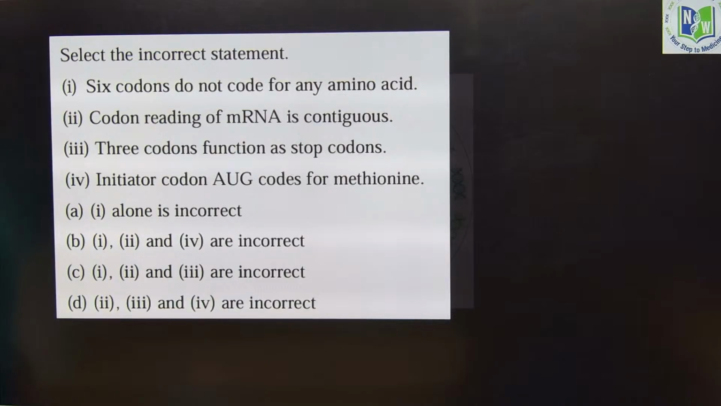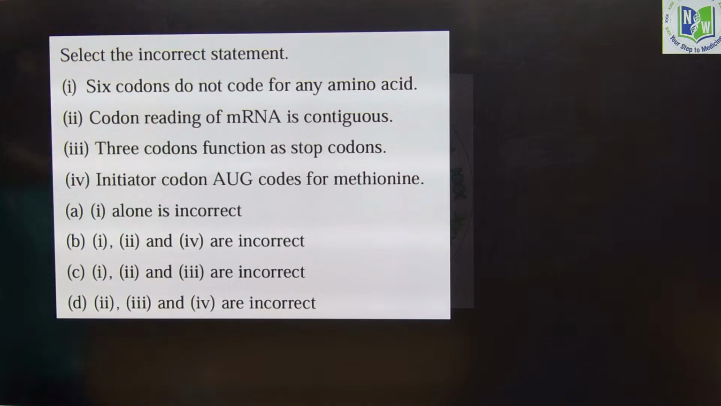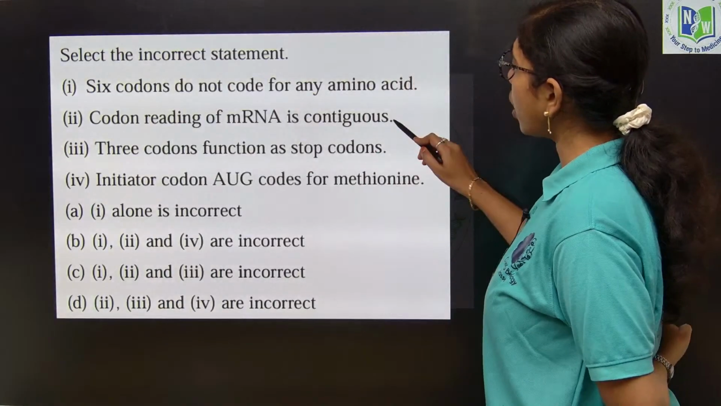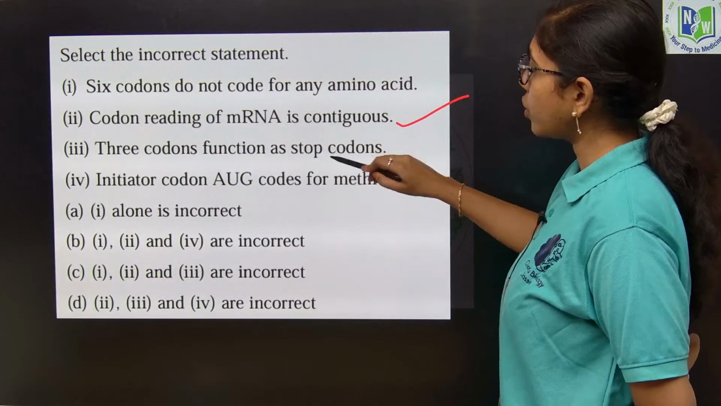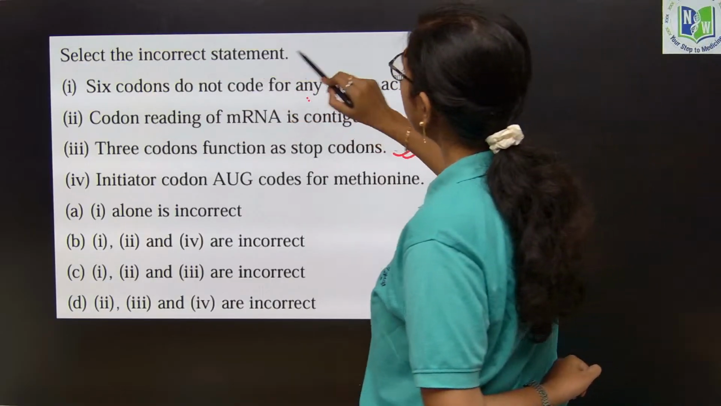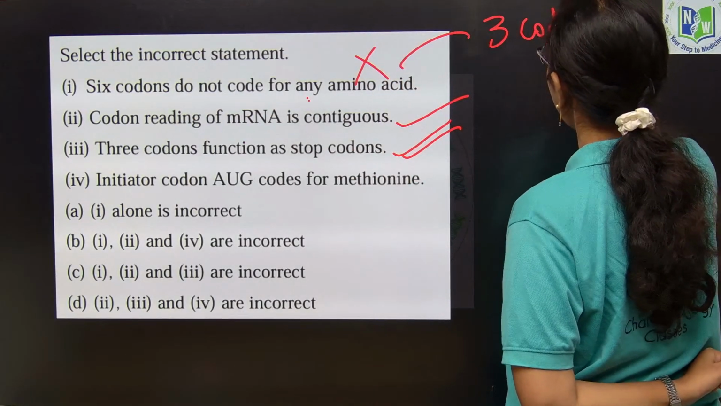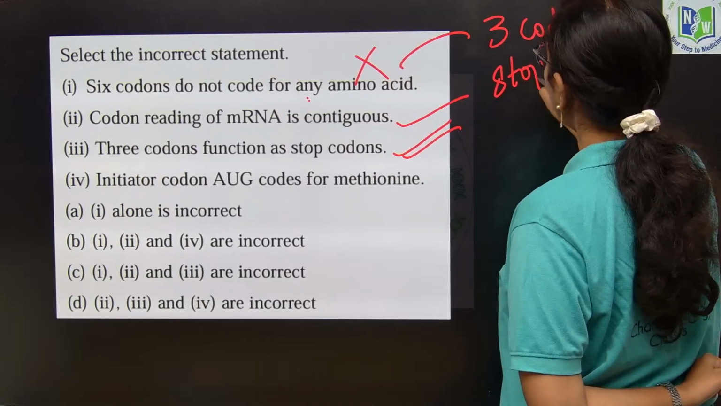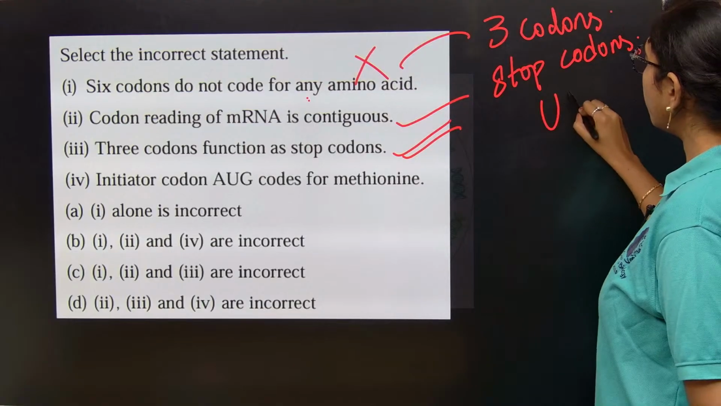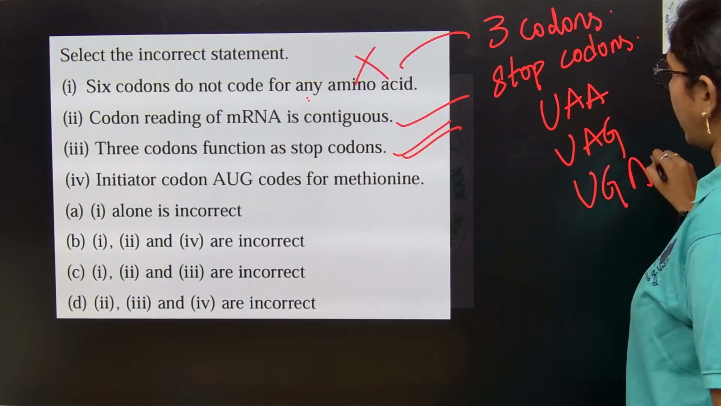Select the incorrect statement. Okay, incorrect statement. 6 codons do not code for any amino acid. No. Codon reading of mRNA is continuous. True. 3 codons function as stop codons. Yes. Not 6. 6 codons do not code for any amino acid, no, only 3 codons do not code for any amino acid. These are stop codons. Okay. So, stop codons can be what? UAA, UAG and UGA. Clear?